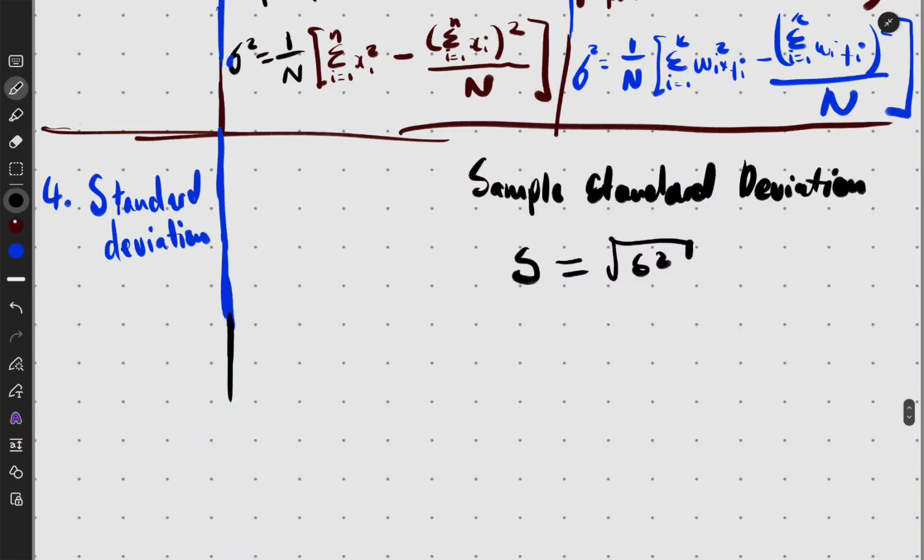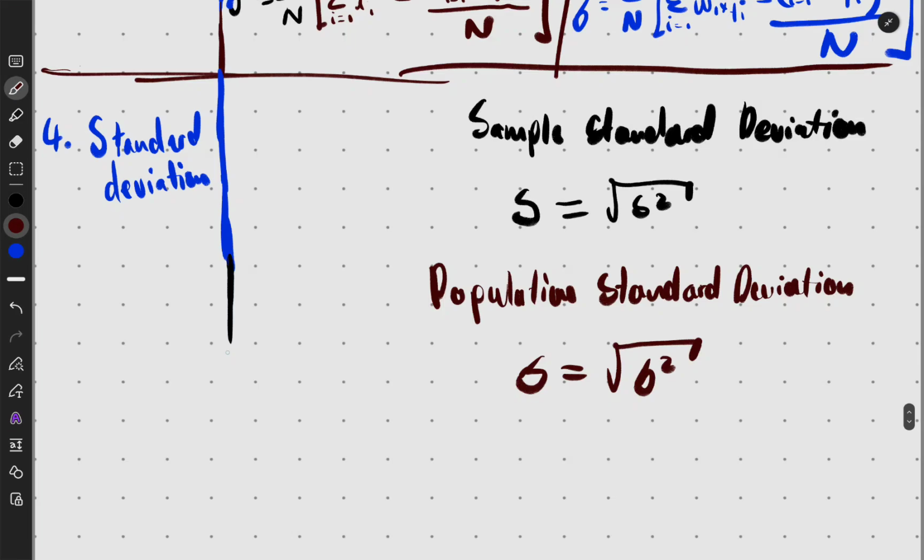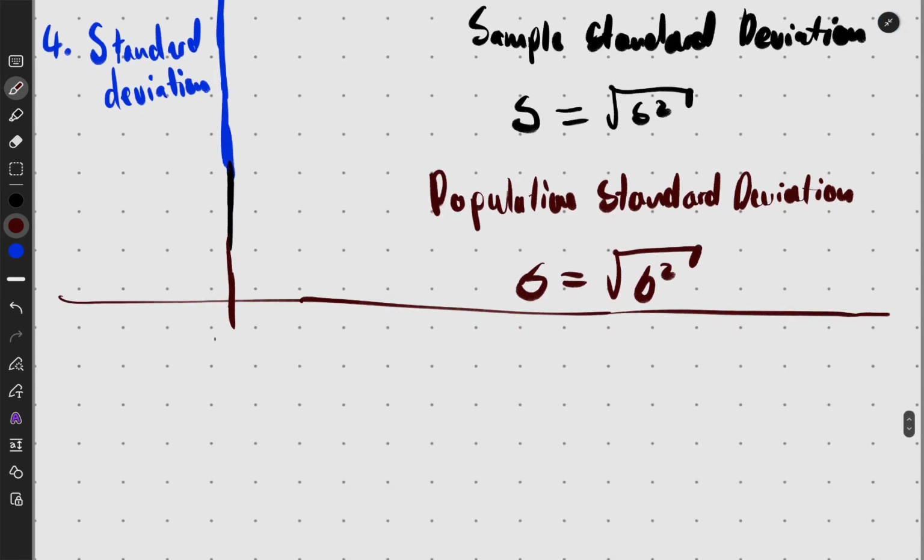Then the population standard deviation, we still have the standard deviation for the population. This is still just going to be equal to, we say sigma now, the square root of sigma squared. This is going to give us the standard deviation of the population, and that is 4. Now we have 5 and we have 6.